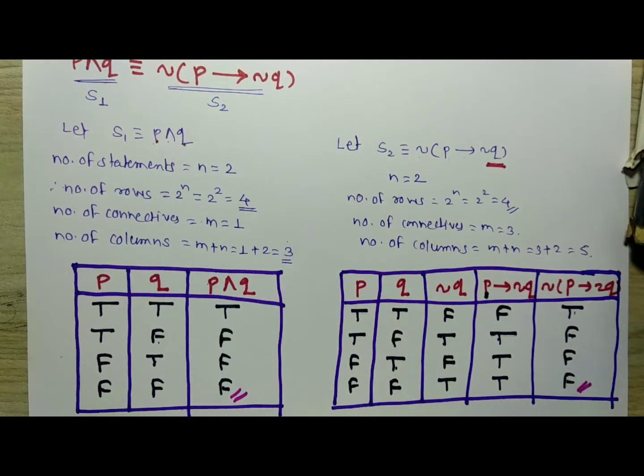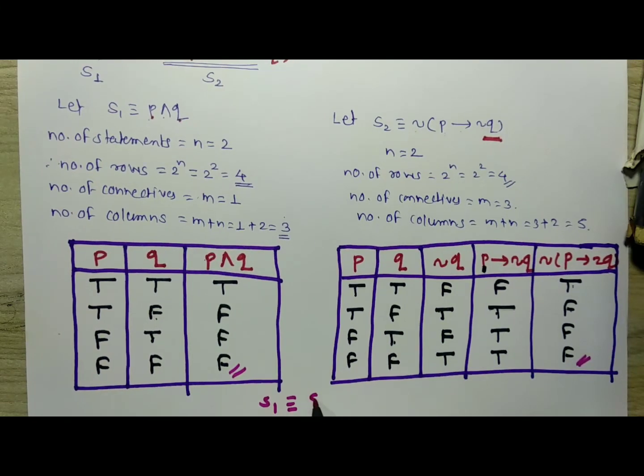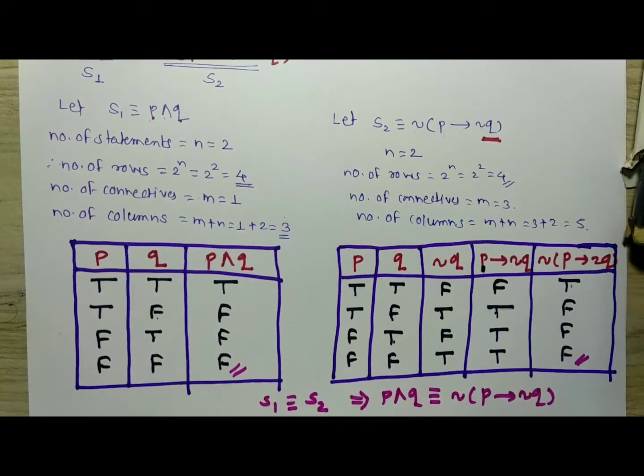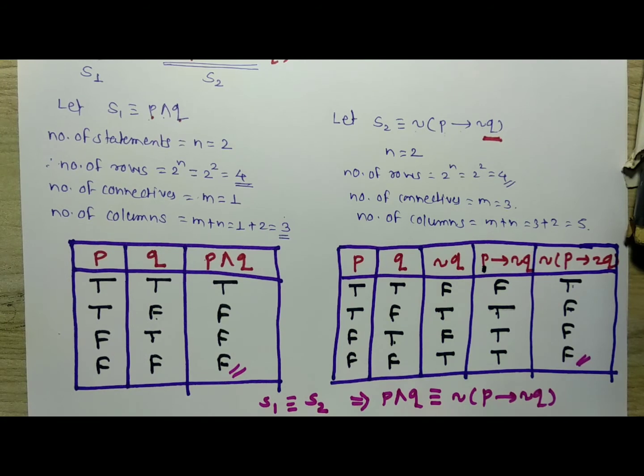That means S1 is equivalent to S2. That means P and Q is equivalent to negation of P implies negation Q. And according to these 2 truth tables, you can find out the logical equivalence of these 2 statement patterns, S1 and S2.